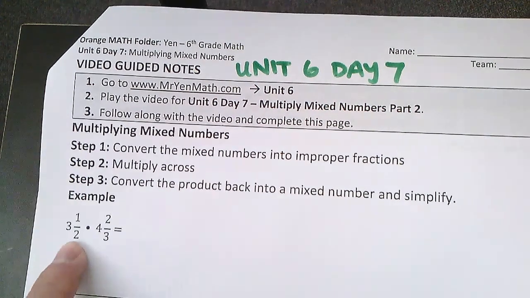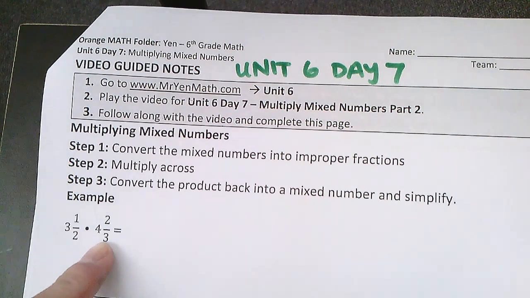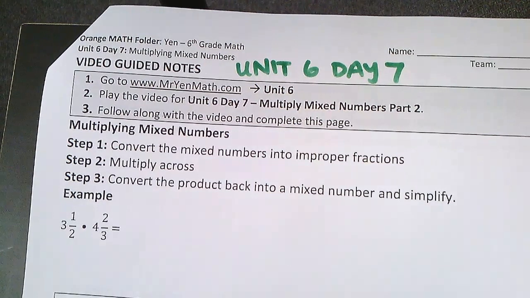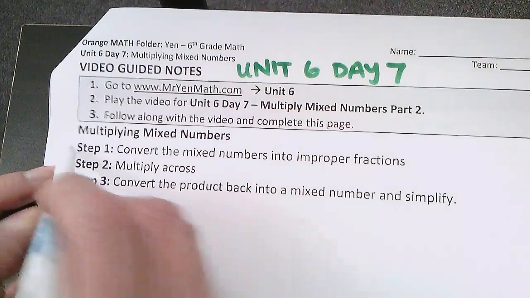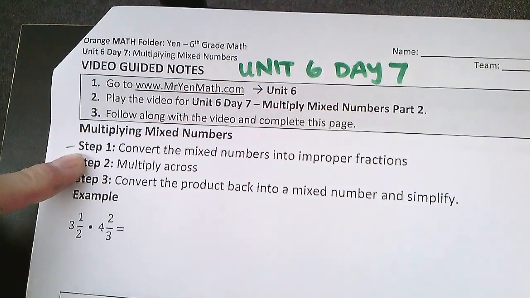Today we're going to be multiplying mixed numbers. These right here, when you have like 3 1/2 and 4 2/3, these are mixed numbers. So here's how we multiply them. Step 1, right here, it says convert the mixed numbers into improper fractions. So let's do that right now.